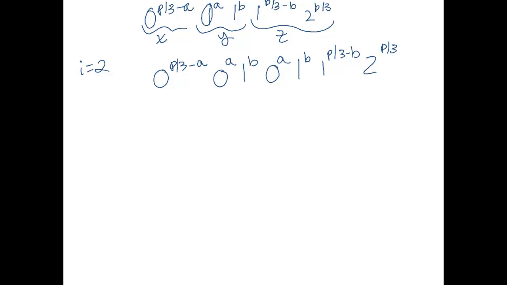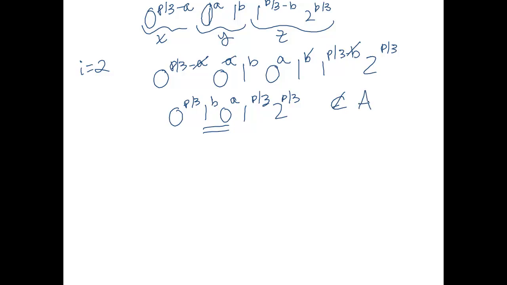Okay, so what does this actually mean? It actually means this. Let me add those back in. What did I end up with? 0 to the p divided by 3, 1 to the b, 0 to the a, 1 to the p divided by 3, 2 to the p divided by 3. Okay, this is not in the language for the pure reason that these are out of order. Okay, so this is not in A.